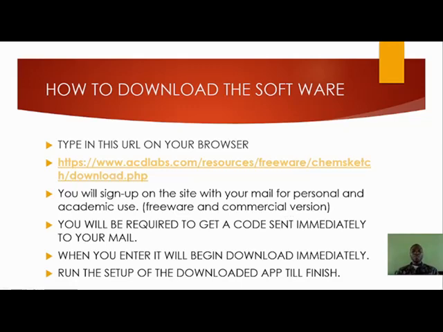Therefore, when you click to sign up to download the freeware, you will be required to enter some of your particulars, which will involve the use of your email. Thereafter, you will receive a code in the mail, and you will enter the code so that you can download the software. When you enter the code that is sent to your mail, you can download it immediately. Quickly, when you have the software downloaded, all you need to do is run the setup for the software till you finish.